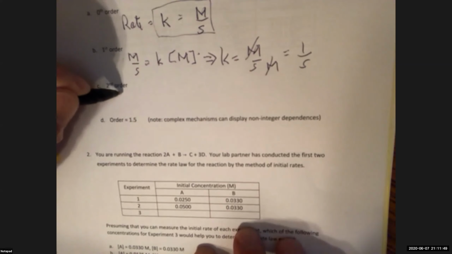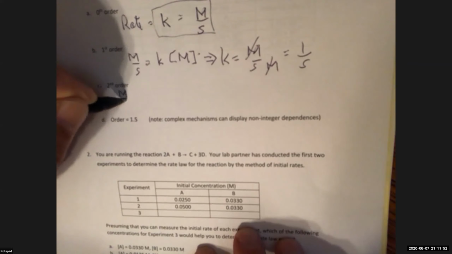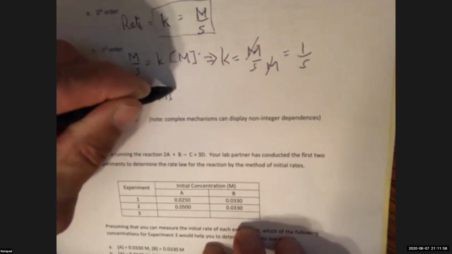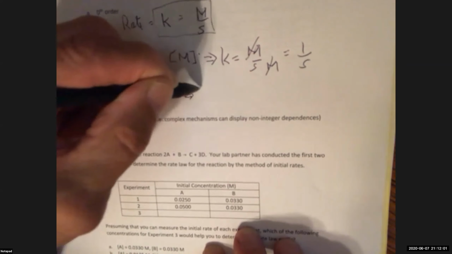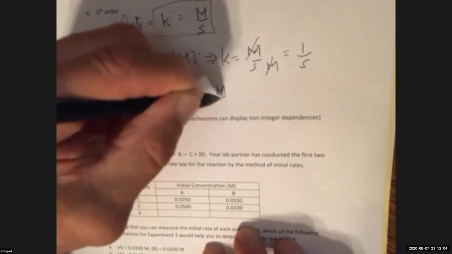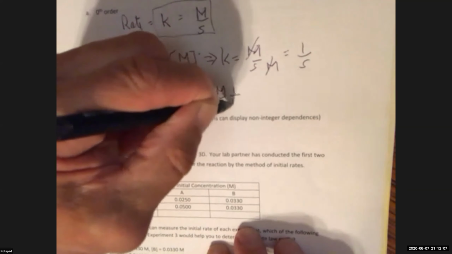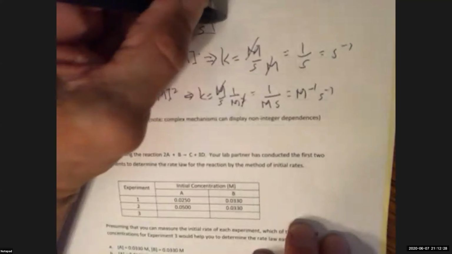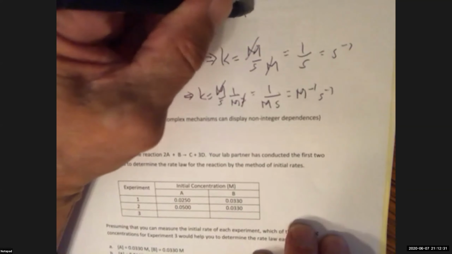For a second order reaction, and we looked at this also, the rate is molarity per second equals k times molarity squared. That means k is going to equal molarity per second times 1 over molarity squared. If we do that, we get that the units for k are 1 over molarity per second. And oftentimes you see these written like this, or this could be M^-1 s^-1.